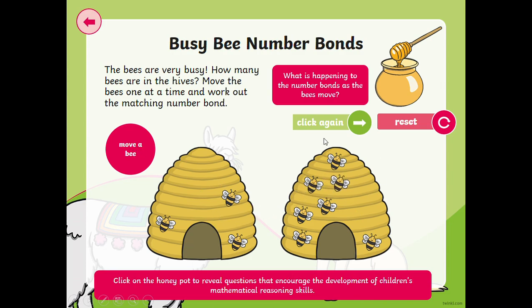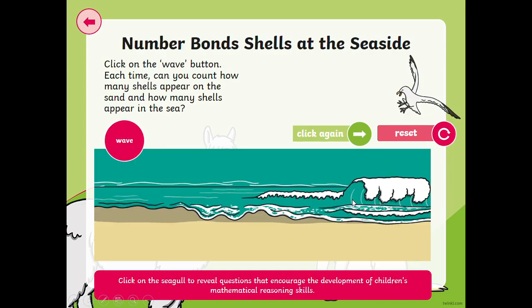3 on this side. How many on this side? And does that still make 10? It does. Well done. Move 1 across. 2 on this side. How many on this side? Well done. 1 on that side. And how many on this side? Well done. 1 on this side, 9 on this. What's going to happen when I move this last bee? Well done. None in this hive and 10 in this hive.